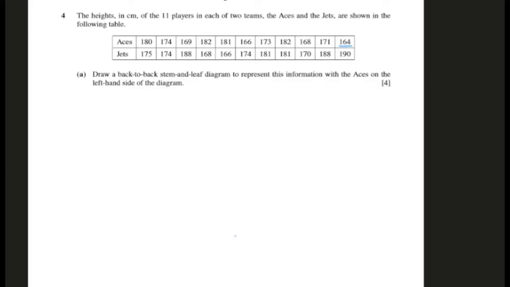Okay, so that means we need a stem that will represent 160 up to 190. So what we can do is to use 16, 17, 18, and 19. So 16 will represent 160 and 19 will represent 190. So let's first draw the lines.